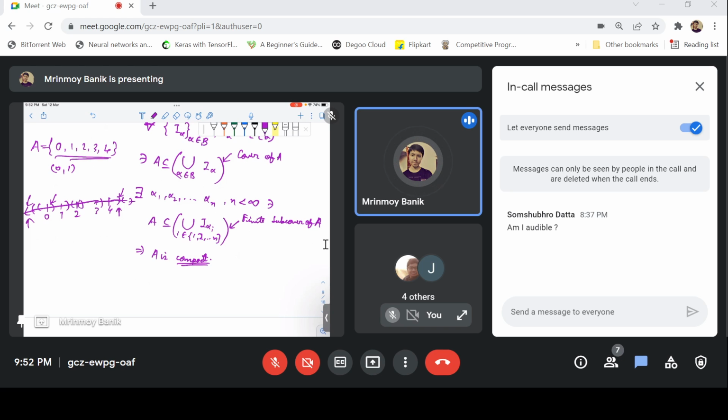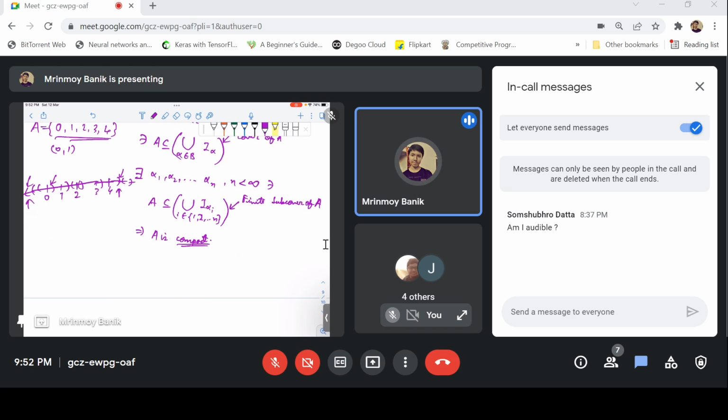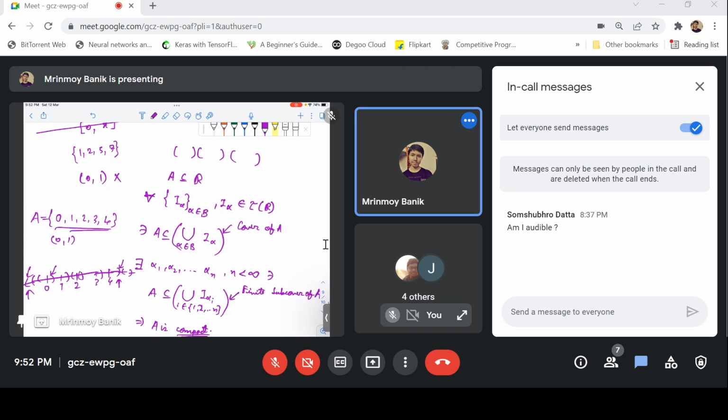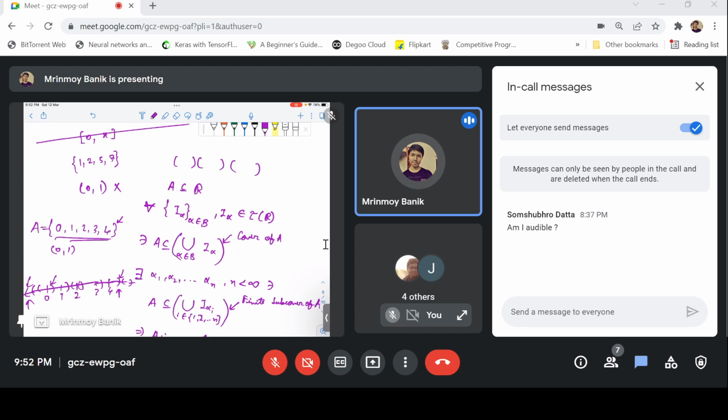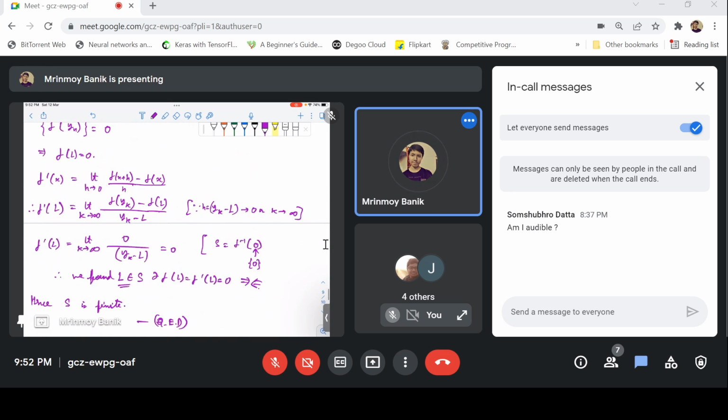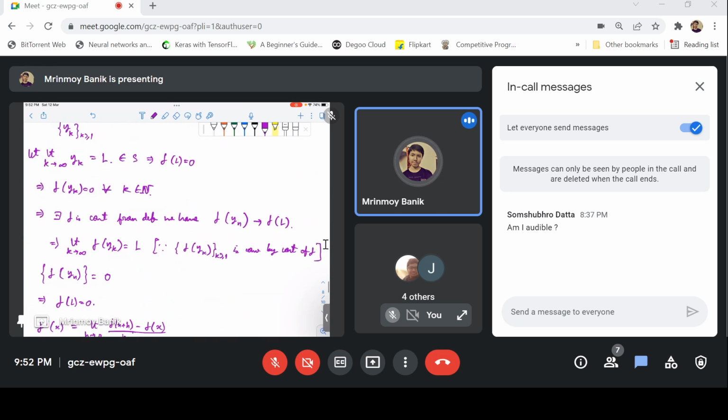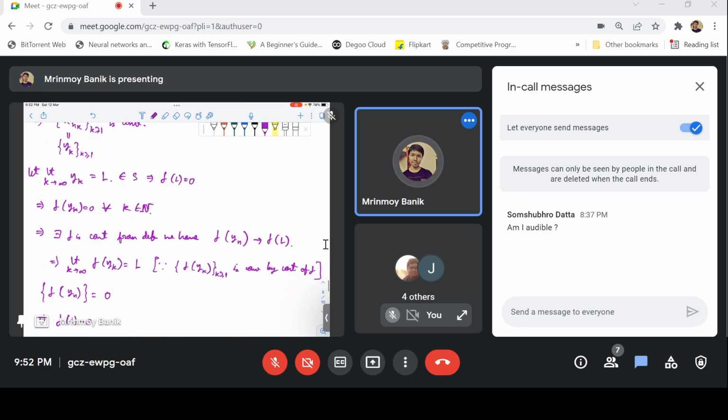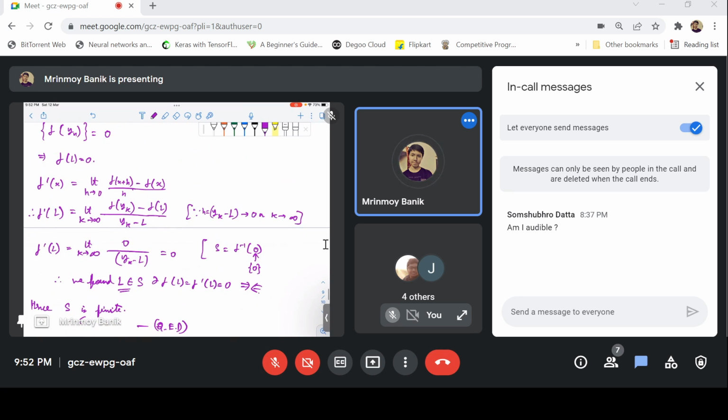I don't remember if I gave a proof for this. This is called the Heine-Borel theorem, which says that any closed bounded interval is compact, which makes all these intervals, these closed and bounded intervals as sets, compact, which makes the zero set compact.